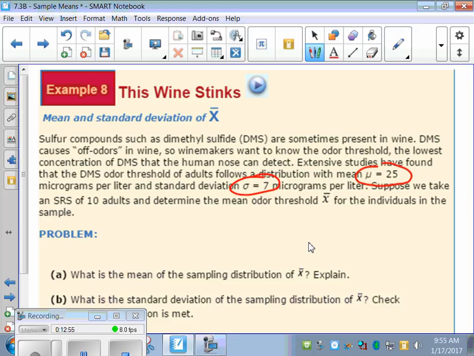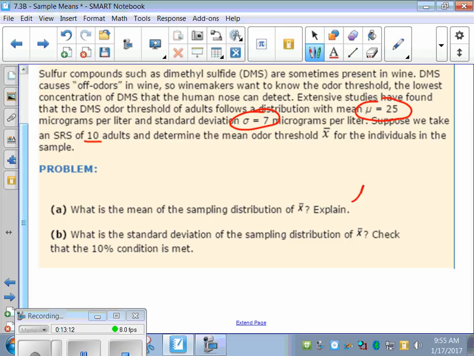Suppose we take a simple random sample of 10 adults and determine the mean odor threshold X bar for the individuals in the sample. Okay, so what is the mean of the sampling distribution of X bar? This should take 2 seconds because we're talking about the mean of all the X bars, so it has to match the true mean, right? So just make sure your notation's right, and then it's the same as the true mean.